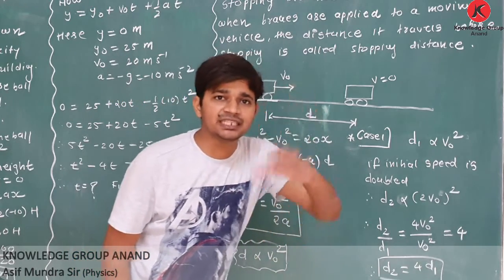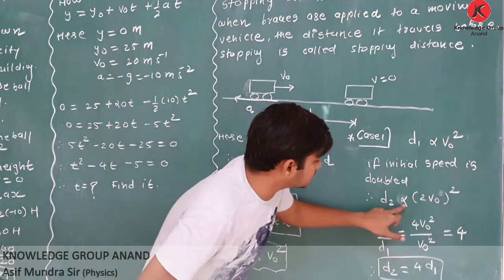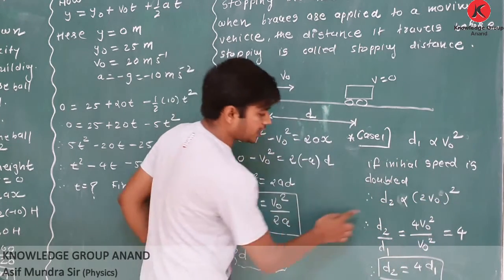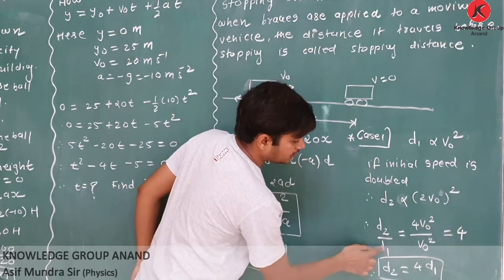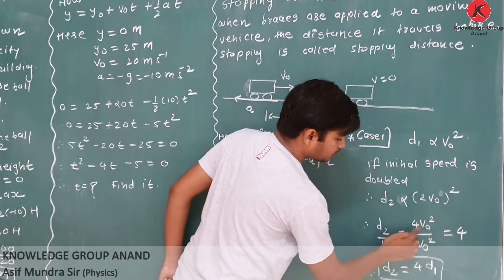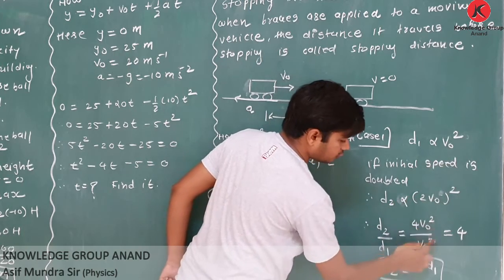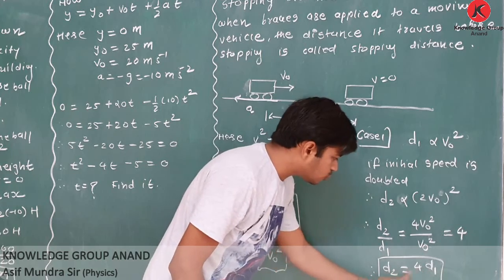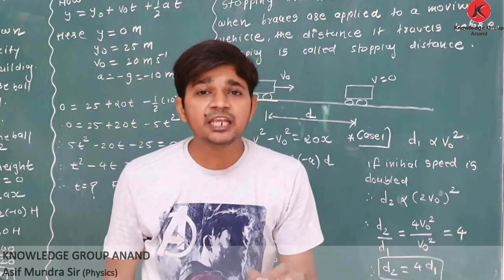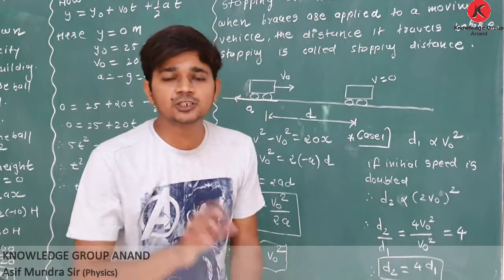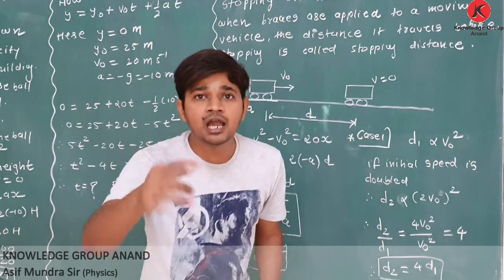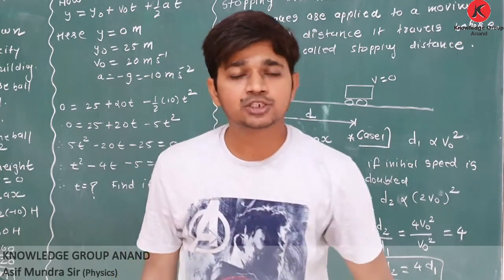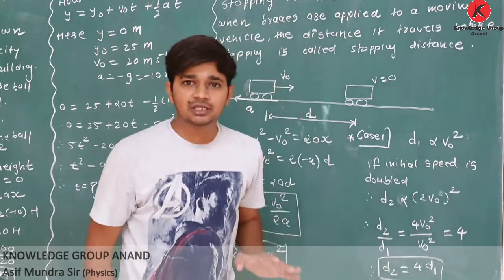Now if speed is doubled, then the new stopping distance is directly proportional to (2v0) square. If you take the ratio of these two equations, d2 upon d1 is equal to 4v0 square upon v0 square. v0 square cancels, so it is equal to 4. If you take d1 to this side, then d2 is equal to 4d1. It means if your speed is doubled, stopping distance becomes 4 times.